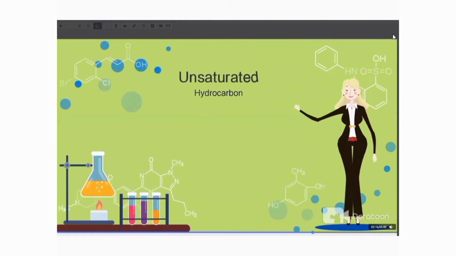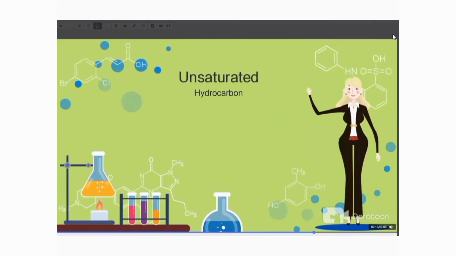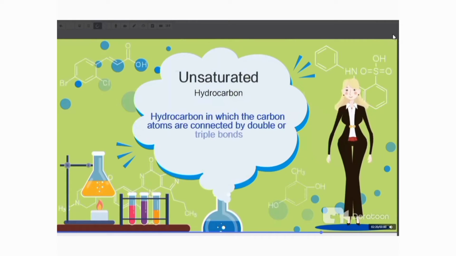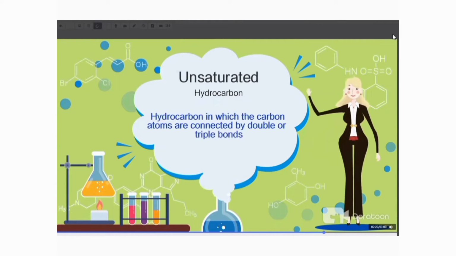You already know about saturated hydrocarbon. Now, what is unsaturated hydrocarbon? Yes, you're right. Unsaturated hydrocarbon is hydrocarbon in which the carbon atoms are connected by double or triple bonds. Great job, guys. Thank you.